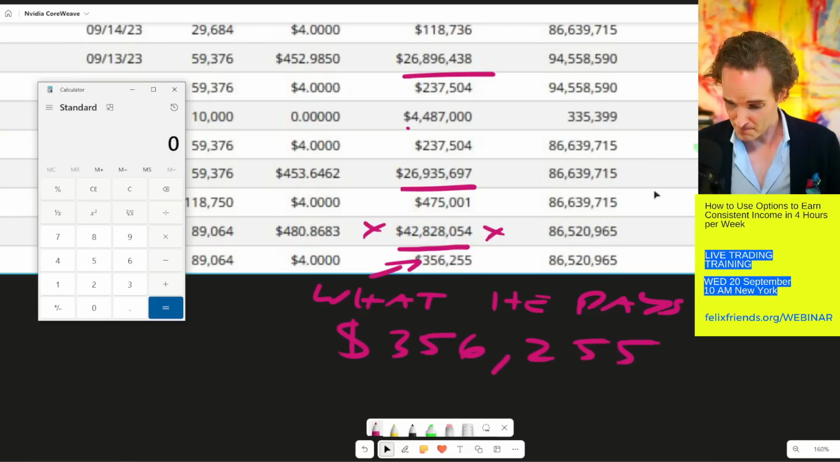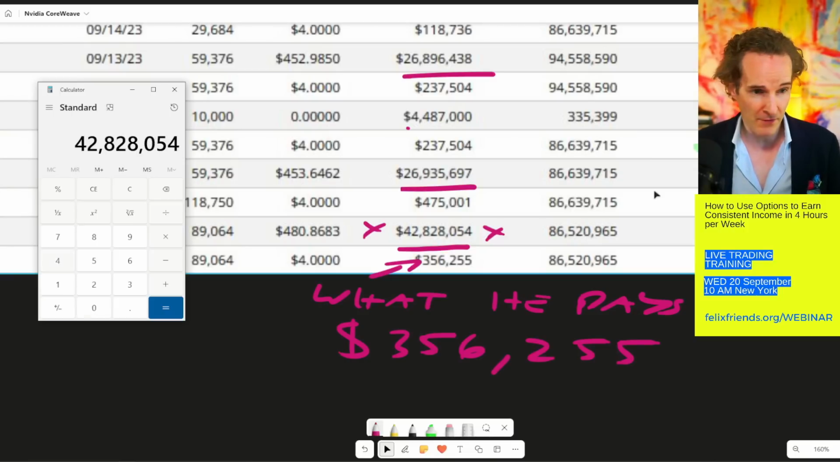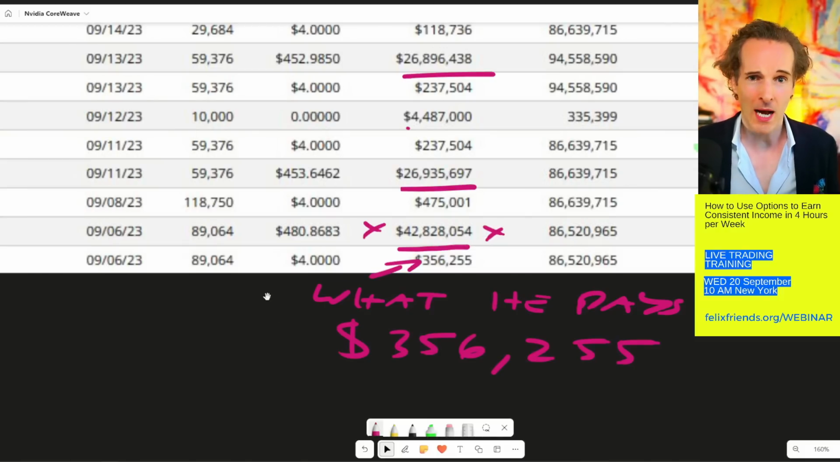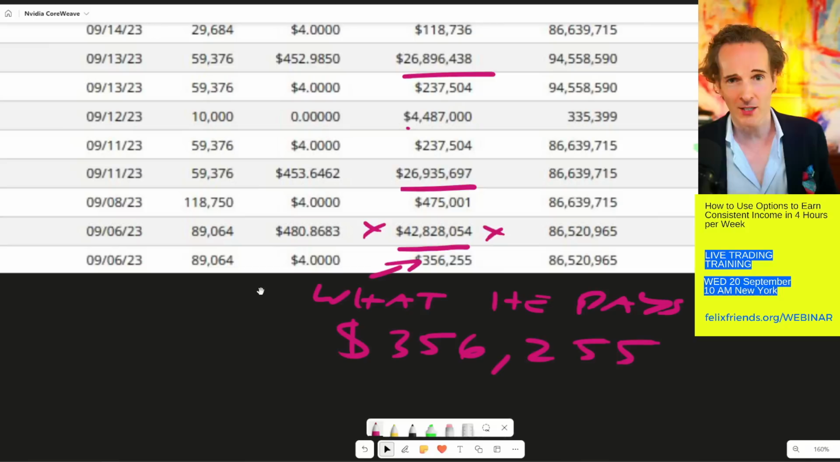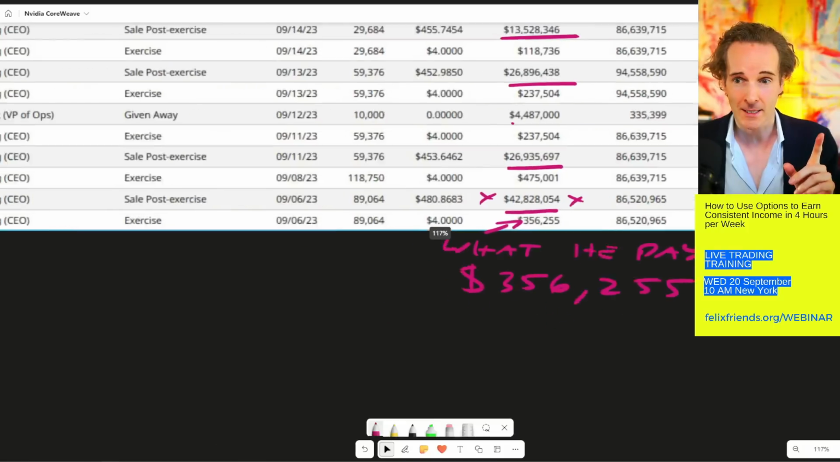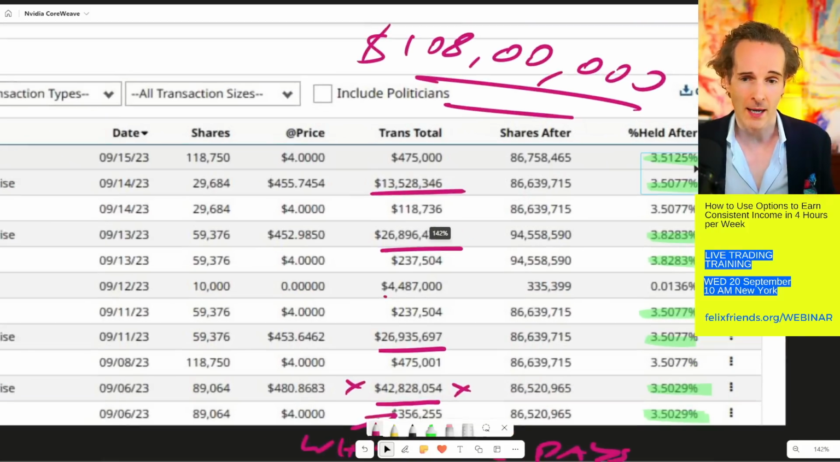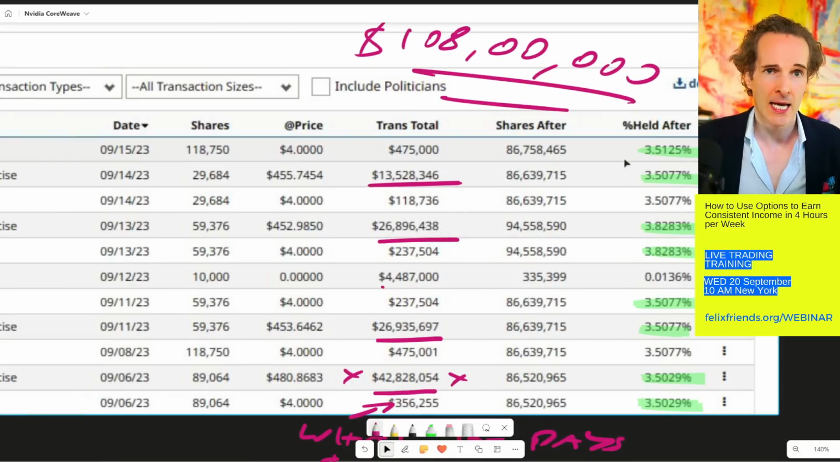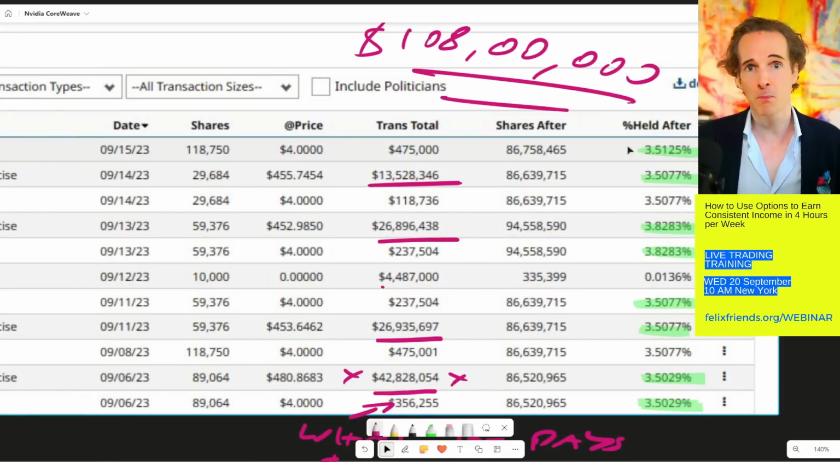So $42,828,054 divided by $356,255. That's 120x. Jensen Huang is making 120x on his share options. 120x, that's insane, right? But, and this is really in fairness to the man, he is not reducing his overall stake in Nvidia. He's just taking his CEO pay and he's pocketing it.